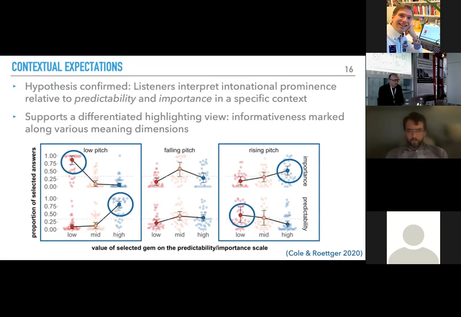And so the results are in favor of a differentiated highlighting view, I would say, in that informativeness operates along various contextually specified meaning dimensions, which, as I said, are not necessarily always focus and givenness.